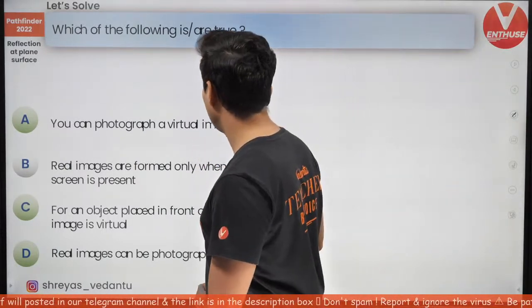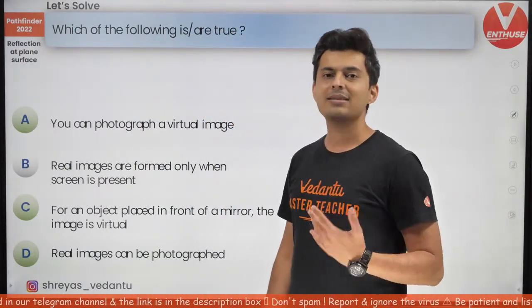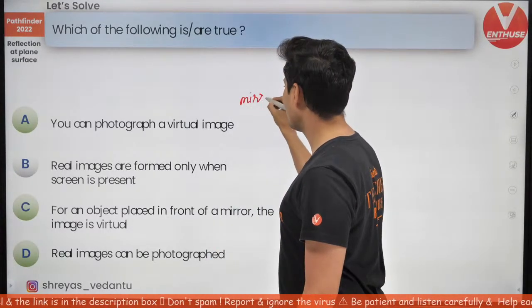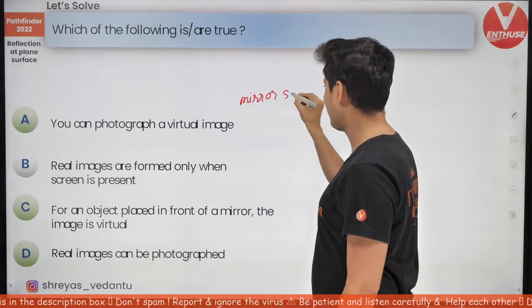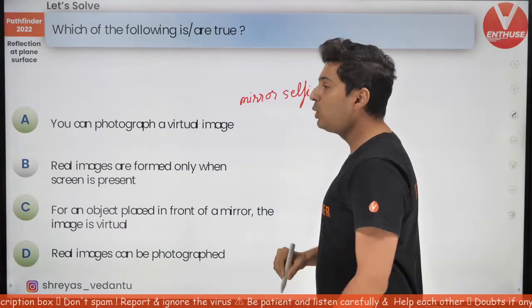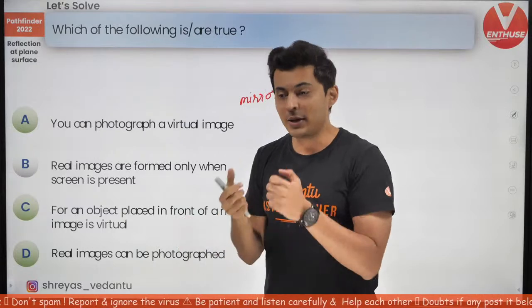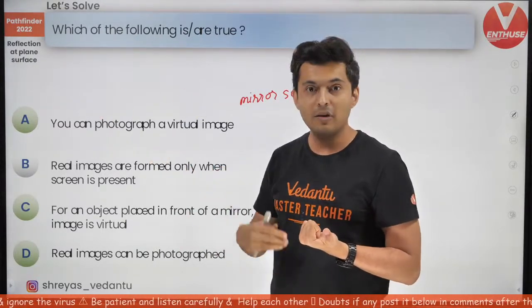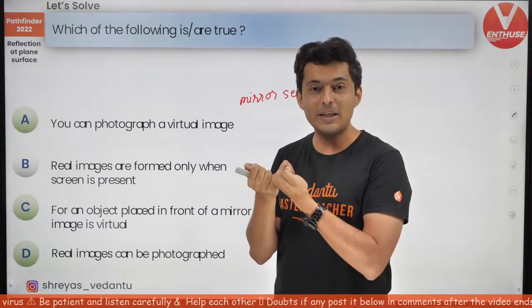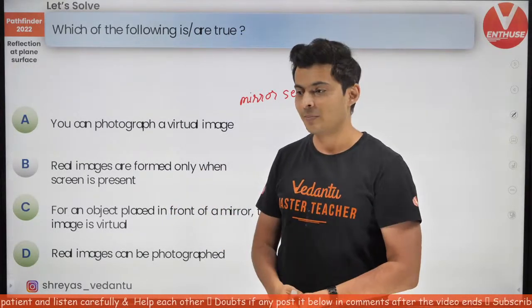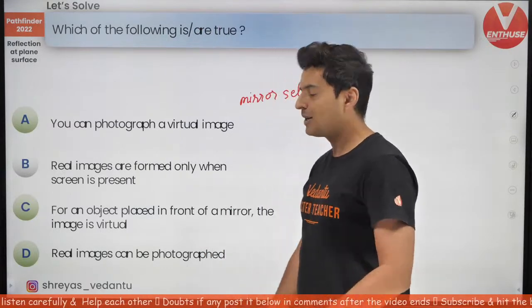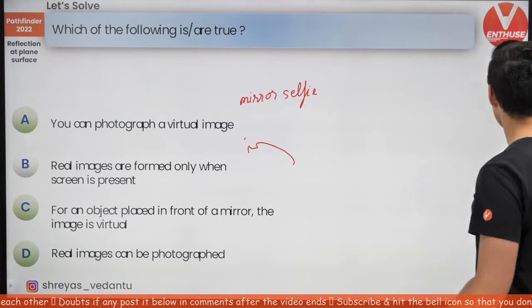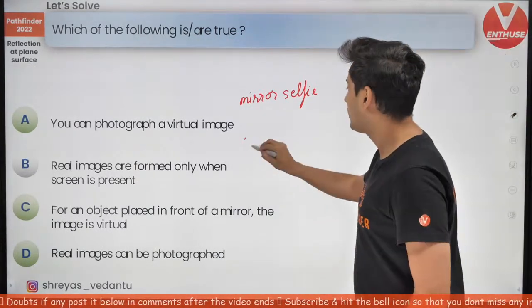Can you photograph a virtual image? Obviously yes. Have you not taken a mirror selfie? How many of you have taken a mirror selfie? When you look at yourself in the mirror and you take a photograph, what happens? You are seeing a virtual image, right? And you're taking a picture of it using your camera. So hence, you can photograph a virtual image. Mirror selfie is the best example for this. Alright. Then, what is the next thing?